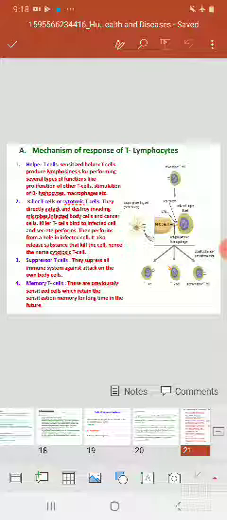Suppressor T cells suppress the immune system against attack on own body cells. Memory T cells are previously sensitized cells which retain the sensitization memory for a long time in future.